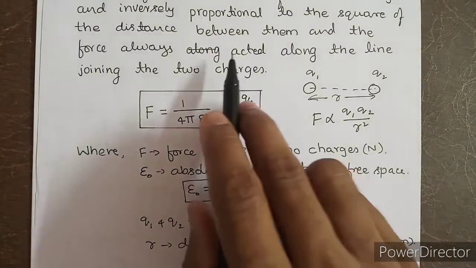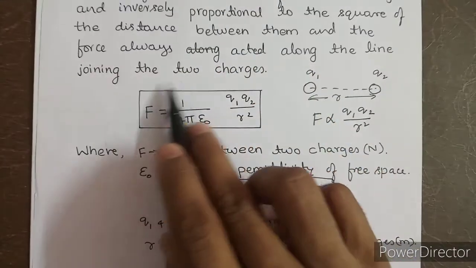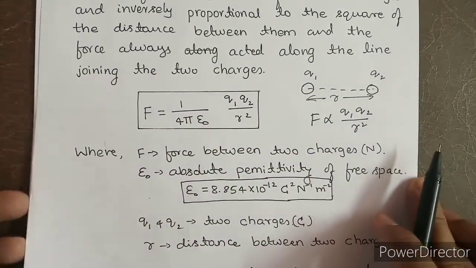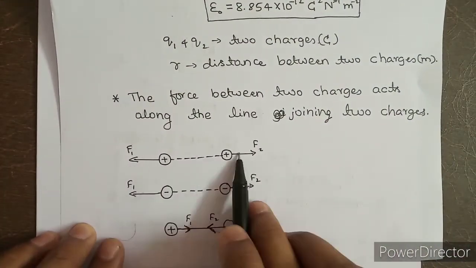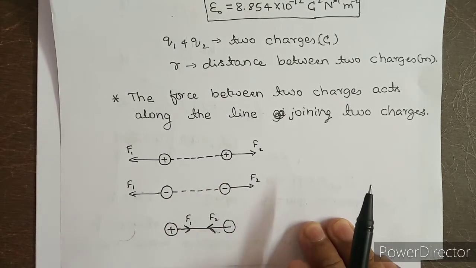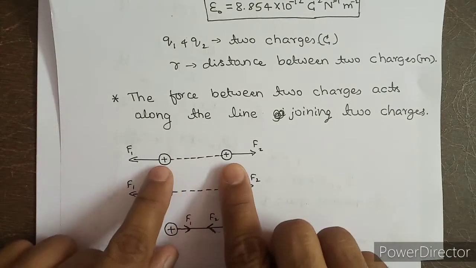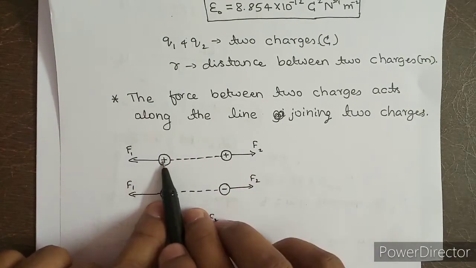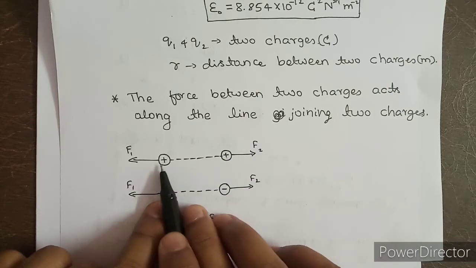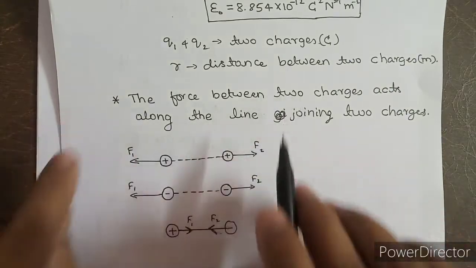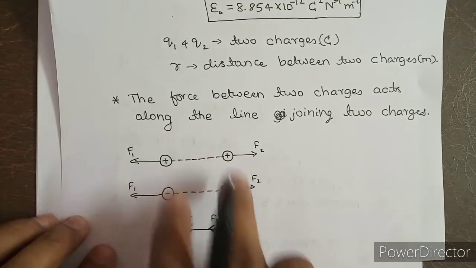Now, according to this statement, the force always acts along the line joining two charges. What does it mean? Let's take this plus charge. We already know the nature of force between two like charges is repulsive. It may be plus plus or minus minus. That means this exerts force on this in this particular direction and this exerts force on this in this particular direction. So they move away from each other if they are brought close to each other. There will be a force of repulsion between the two like charges.